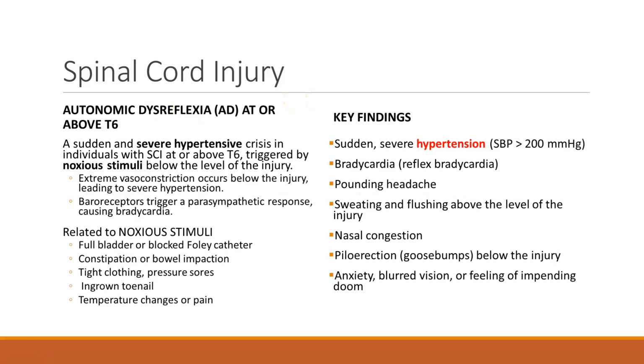So autonomic dysreflexia is typically at or above T6 as well. It's a sudden and severe hypertensive crisis, extreme vasoconstriction, usually triggered by a noxious stimulus. Things to look for when we're talking about noxious stimuli are a full bladder, constipation, tight clothing, ingrown toenails, temperature extremes. So look for sudden severe hypertension, bradycardia, and pounding headache, which is an answer that I see a lot on practice questions.